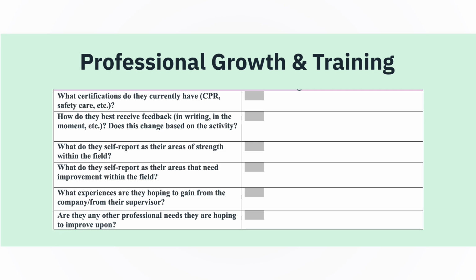The next section will outline the staff member's professional growth and training information. This section will detail the staff member's current certifications, the way they self-report they best receive feedback, and if this varies based on activity. Their self-report of their strengths and areas needing improvement, what they're hoping to gain from the company, and any other professional needs they're hoping to improve upon. Identifying these areas will help you as a supervisor to create relevant professional development plans tailored to individual needs within their supervision plan.